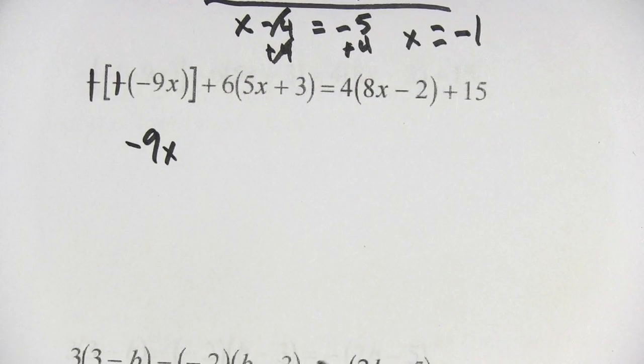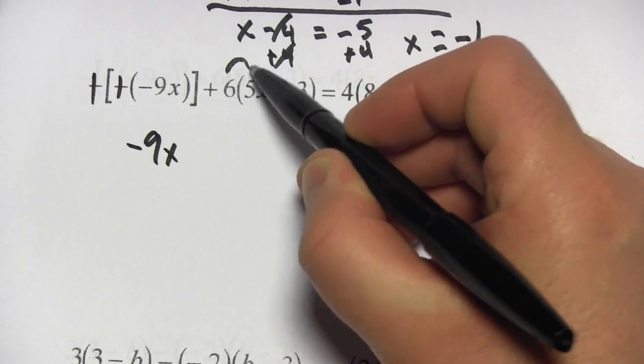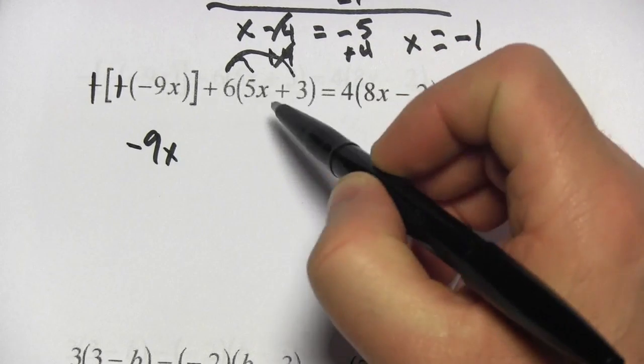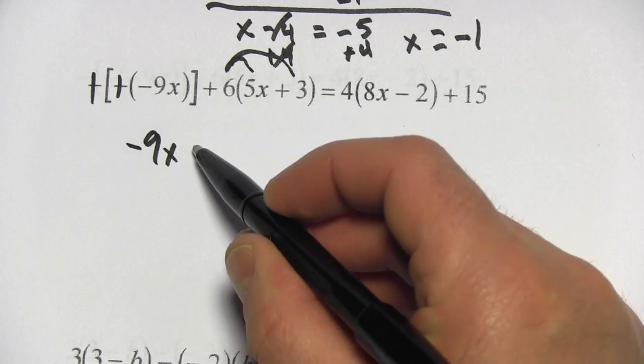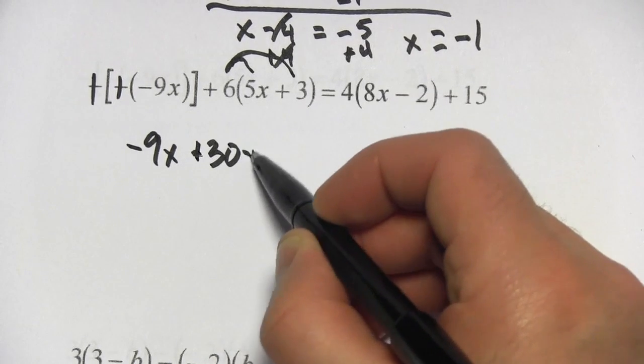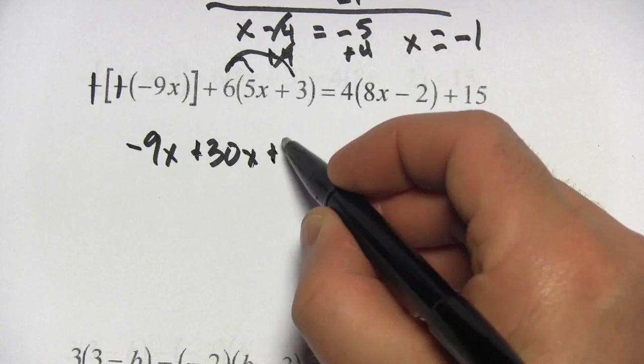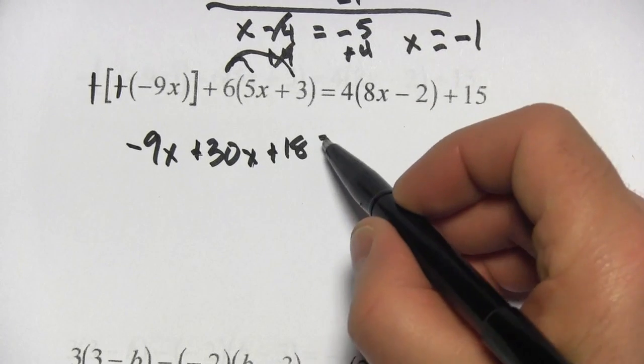So that messy part just is -9x. Now let's go ahead and distribute here so we can get rid of these parentheses. 6 times 5x is 30x. 6 times 3 is 18. Then we've got our equal sign.